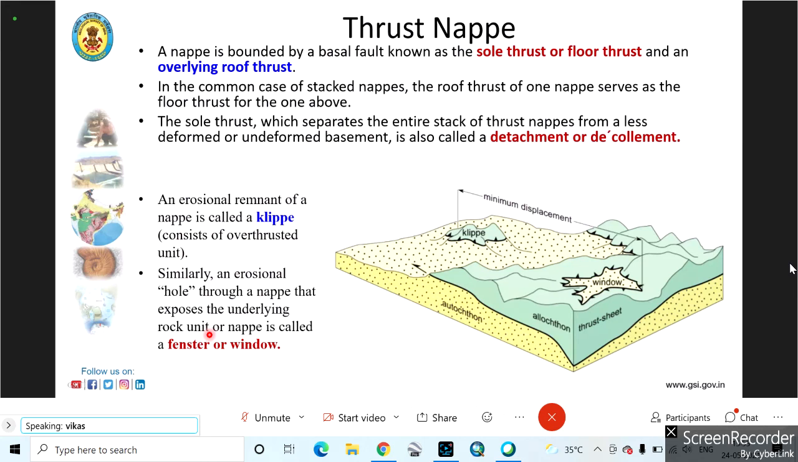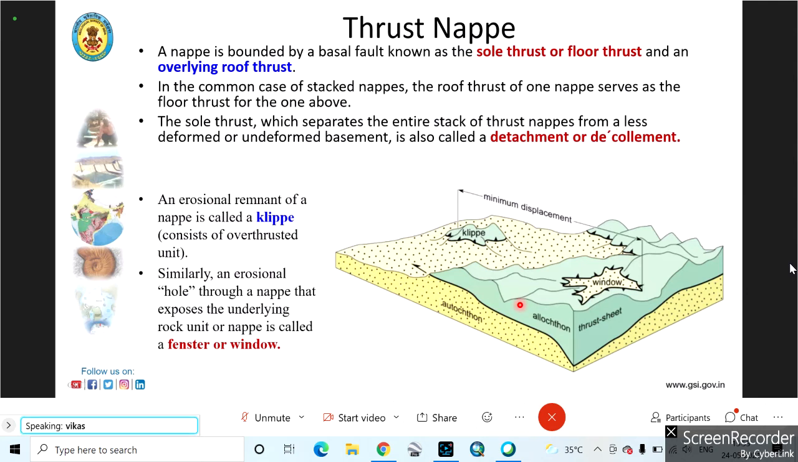So you see, this nappe is bounded by a basal fault. Where you are marking it, just above the allochthonous and autochthonous, you can notice two terms written on the photograph: allochthonous and autochthonous. Auto means it's there itself, it has not moved. So the yellow part with dots is the autochthonous part. It's in situ material, or you can say it is the basement for the allochthonous one. Whenever the term allo comes, you understand that it's not from there. It has come from somewhere else.